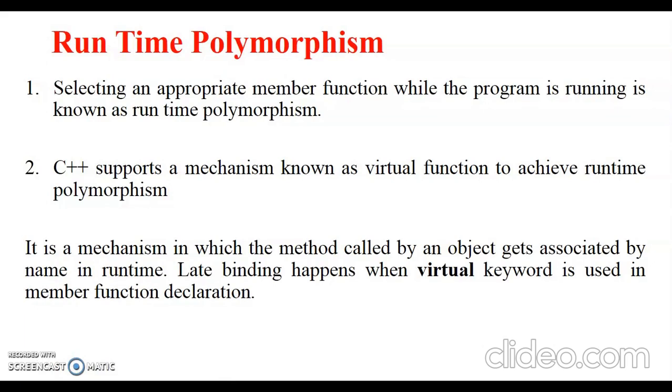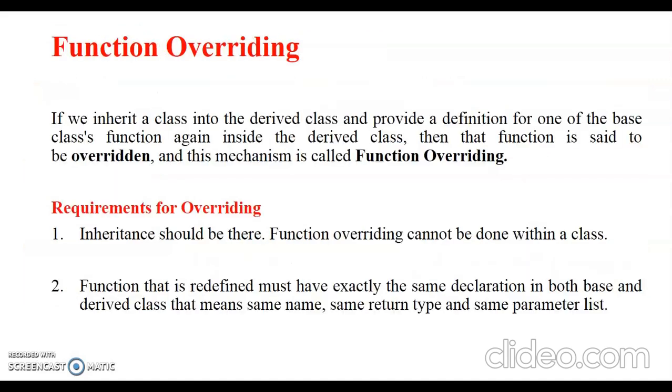Selecting an appropriate member function while the program is running is known as runtime polymorphism. We have many functions with the same name, and selecting which function to call at runtime is called runtime polymorphism. C++ supports a mechanism known as virtual function to achieve runtime polymorphism. So runtime polymorphism, or late binding, can be achieved with the help of virtual functions. It is a mechanism in which the method called by an object gets associated by name at runtime. Late binding happens when the virtual keyword is used in the member function declaration.